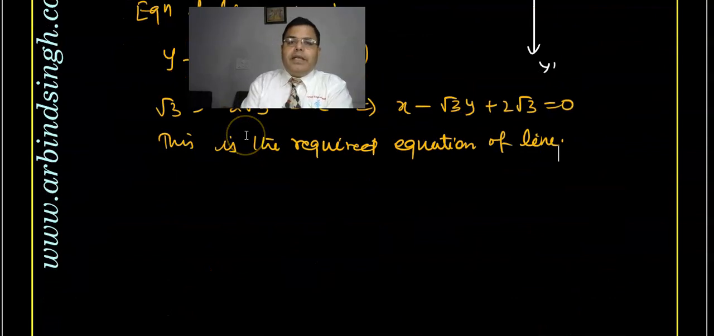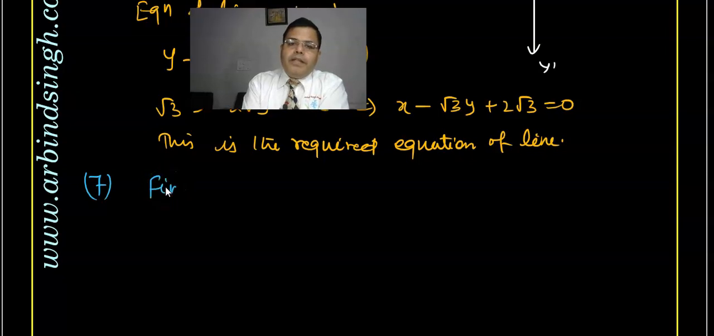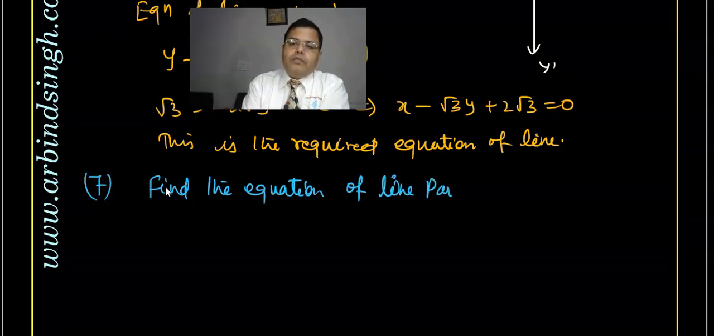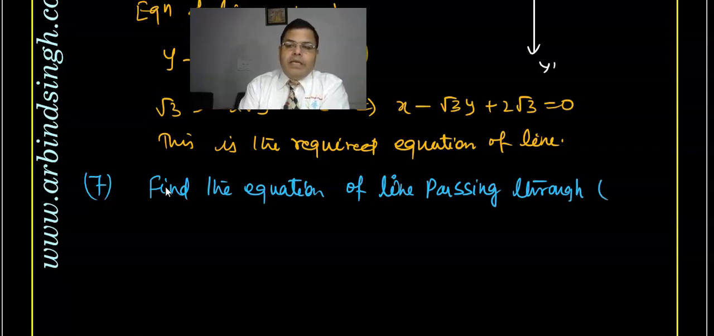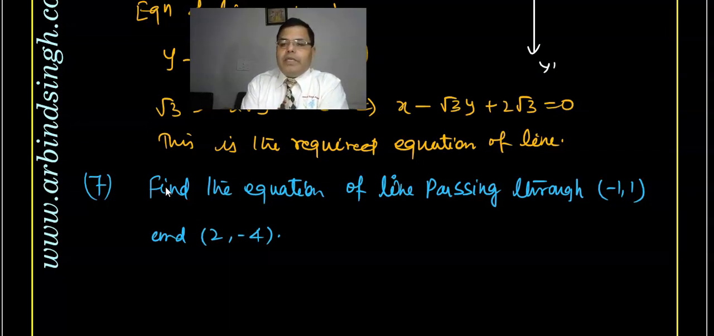So 6 is done. And now, question number 7. Find the equation of line passing through minus 1 comma 1 and 2 comma minus 4. So it is passing through 2 points, so using the two point form, you have the solution.